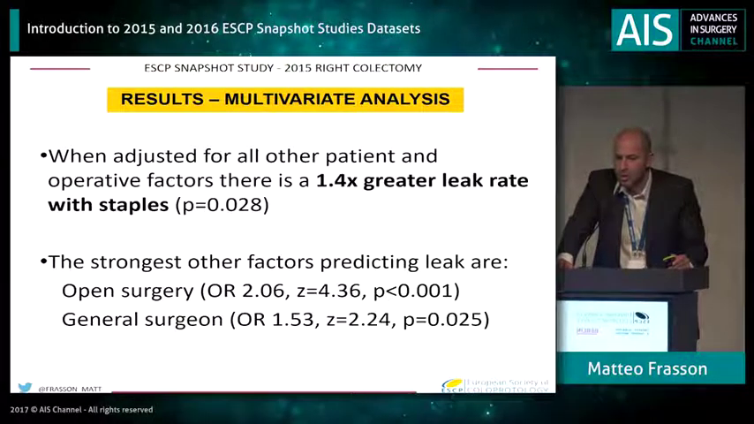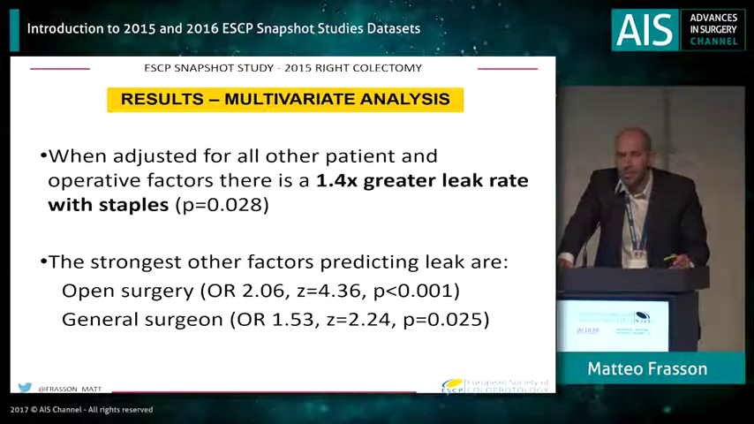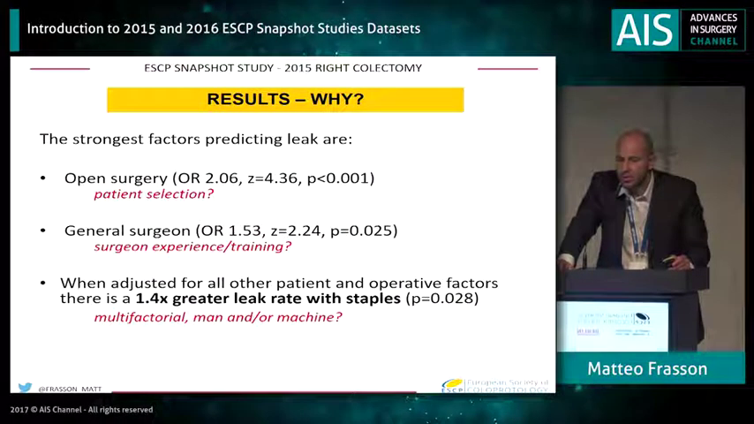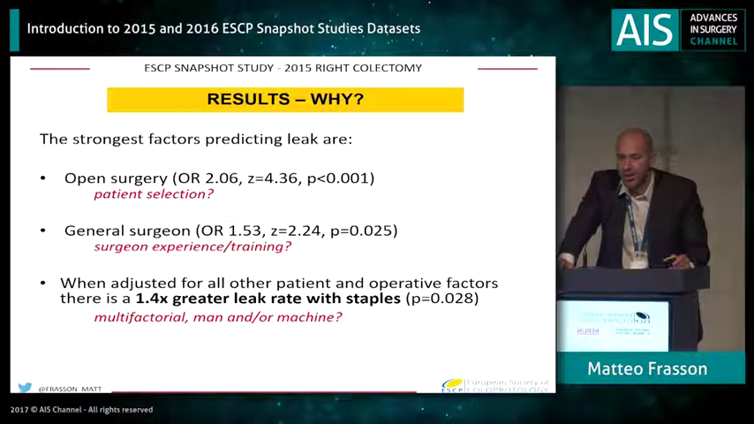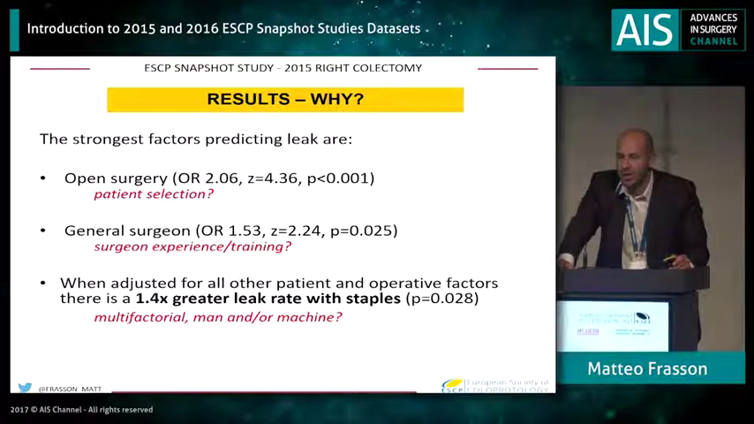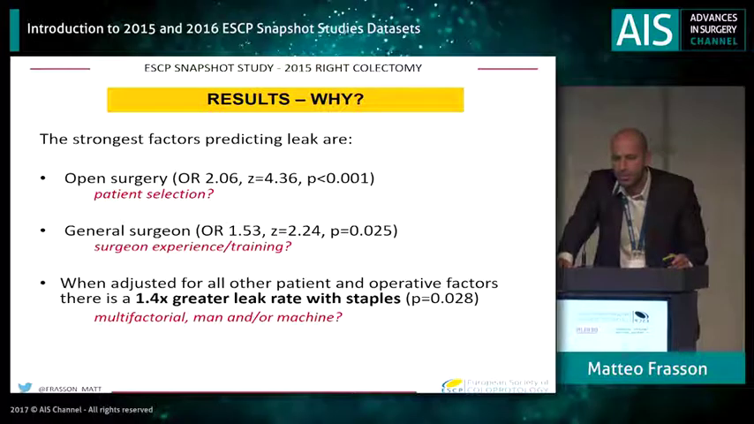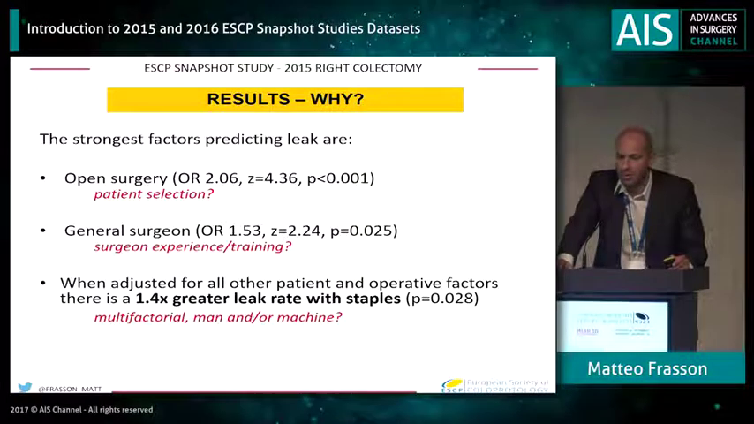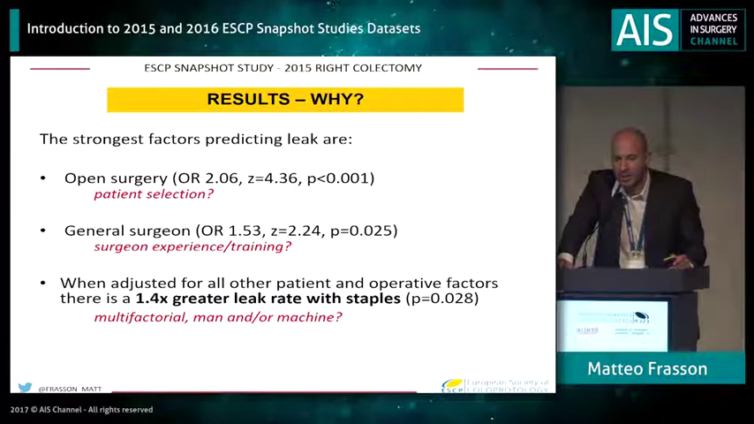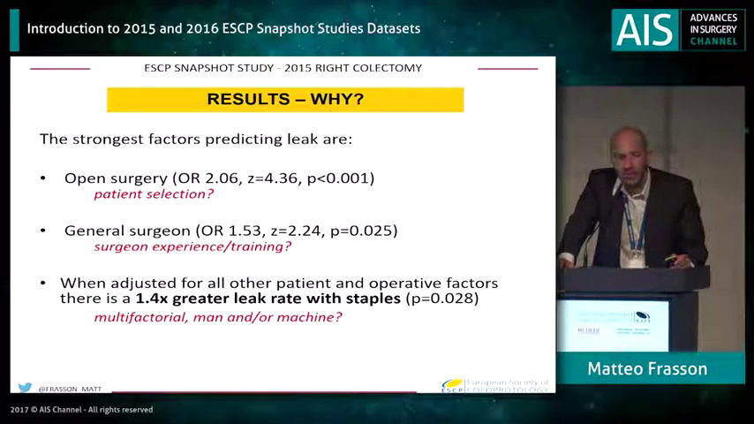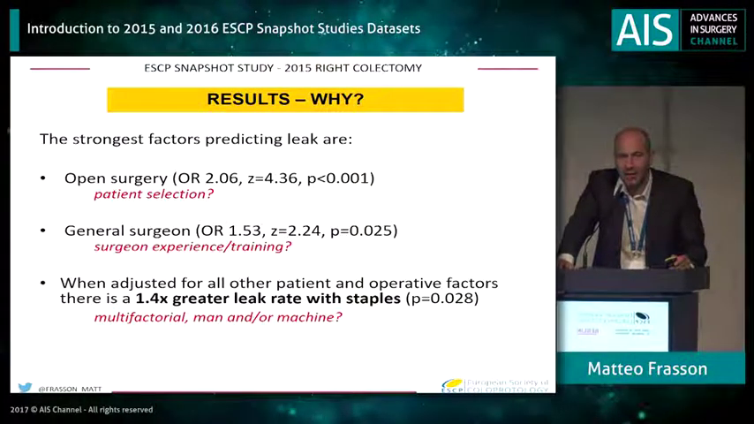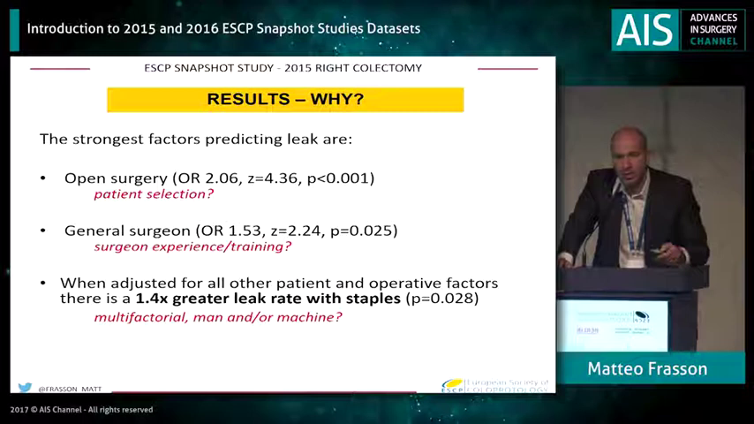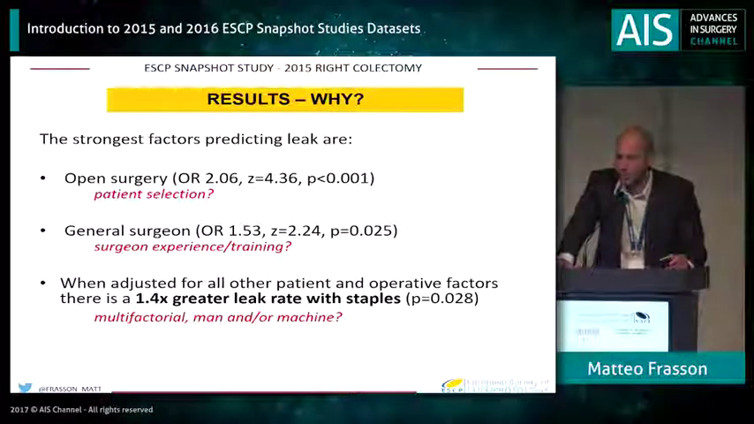But as I told you, this study is important to raise new questions and to find a field for future research. So these were the questions we had. Is open surgery a real risk factor, or is it the patient selection that gave us this result? And is it the general surgeon? Does it depend on the experience or on the training? Maybe we can improve this risk factor. And what about the mechanical anastomosis? It's a multifactorial problem. Is it the technique, probably the surgeon doesn't use the machine as it should be used, or is it the machine? So as you see, we still have a lot of questions to answer.